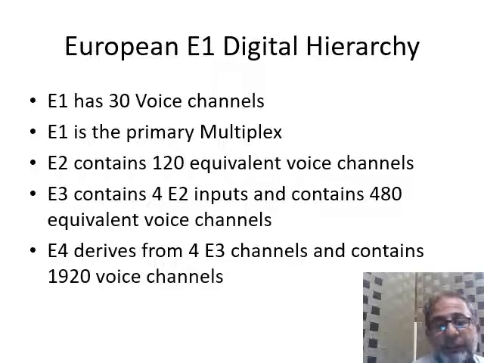Now let's see the European standard. In the European standard, we have the E1 digital hierarchy. E1 has 30 voice channels, and E1 is the primary multiplex in the European system. E2 contains 120 equivalent voice channels. E3 contains 4 E2s and contains 480 equivalent voice channels. E4 derives from 4 E3s and contains 1920 voice channels.